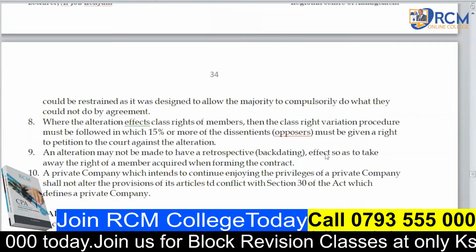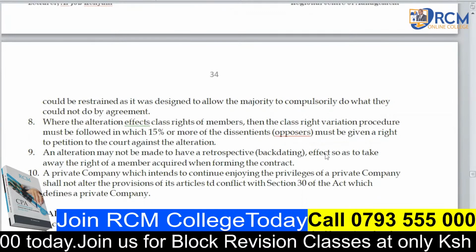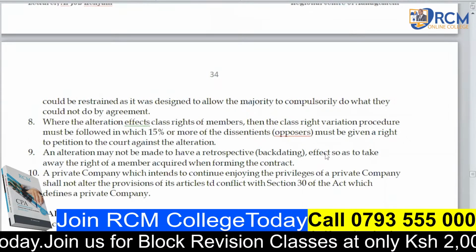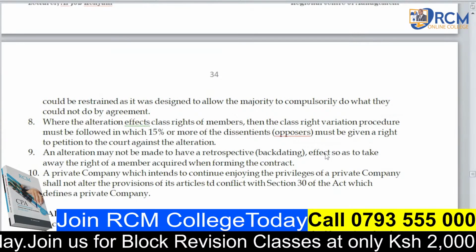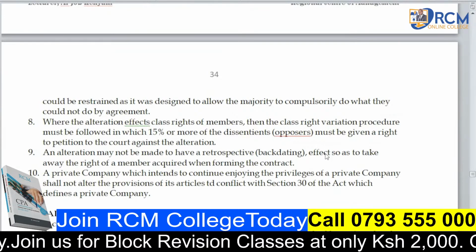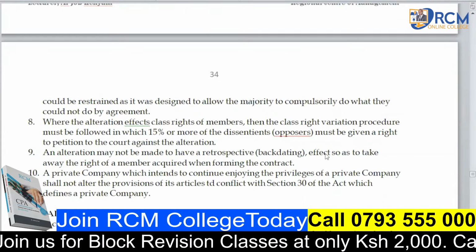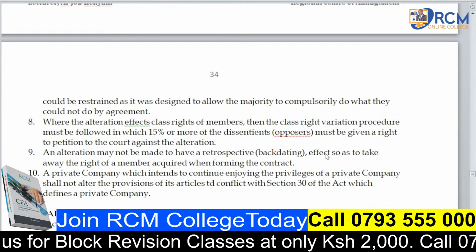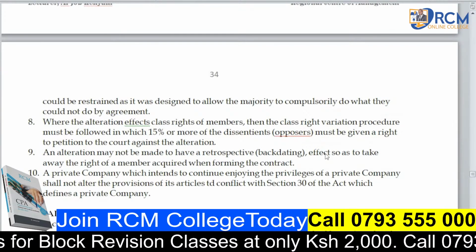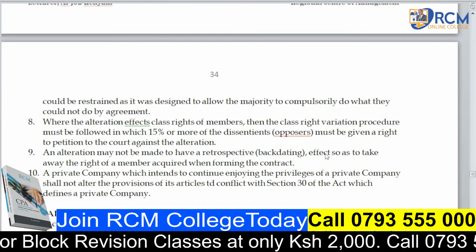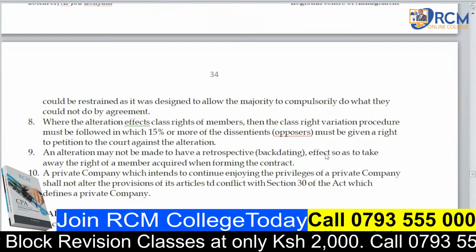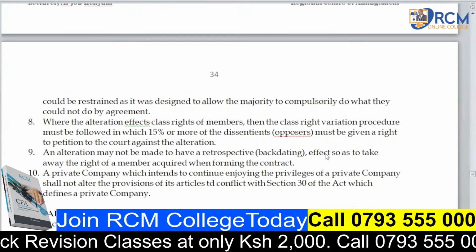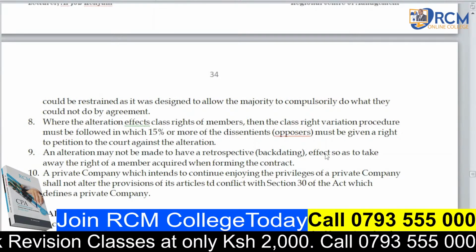Then number 9, alteration may not be made to have a retrospective or backdating effect. Let's say, for example, if we passed a decision to alter the articles today, that is, let's say, for example, on 23rd of January 2022. But of course, now we backdated to 2021. So such can't actually be allowed. So it cannot have a backdating effect. It simply means that that alteration will apply from 23rd moving forward, not to backdate it and say it will apply for the last 3 months, or maybe from 1st of December 2021. So it cannot have what we call a backdating effect.